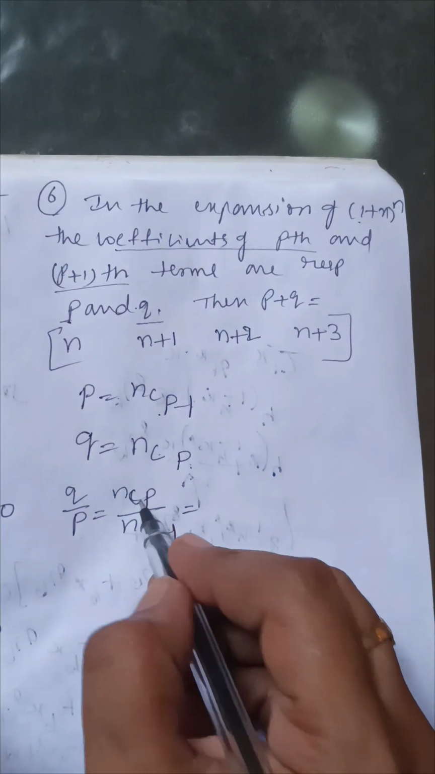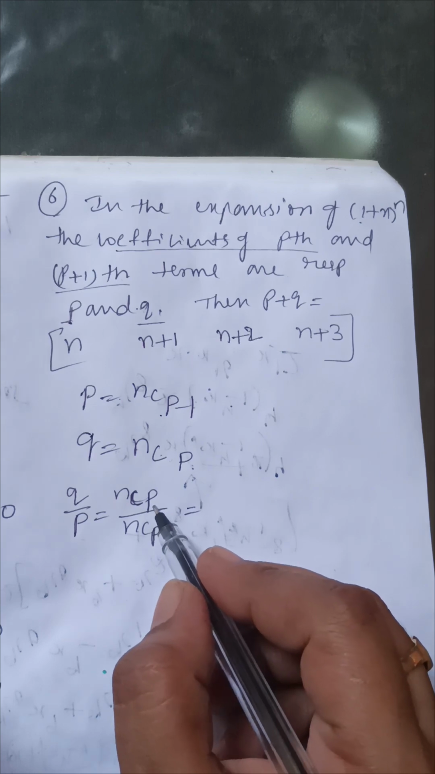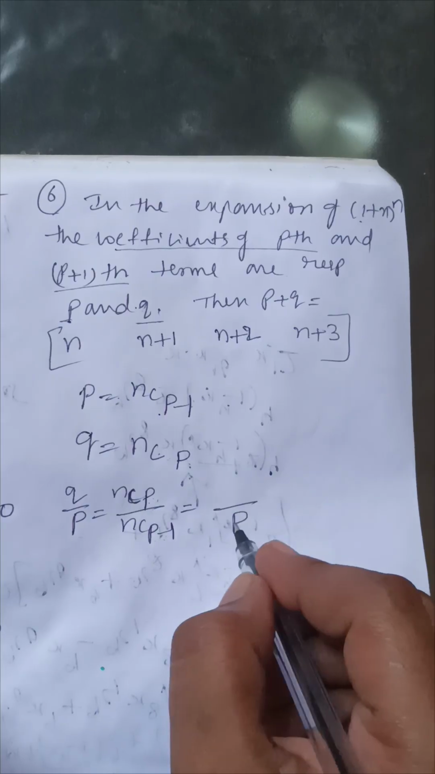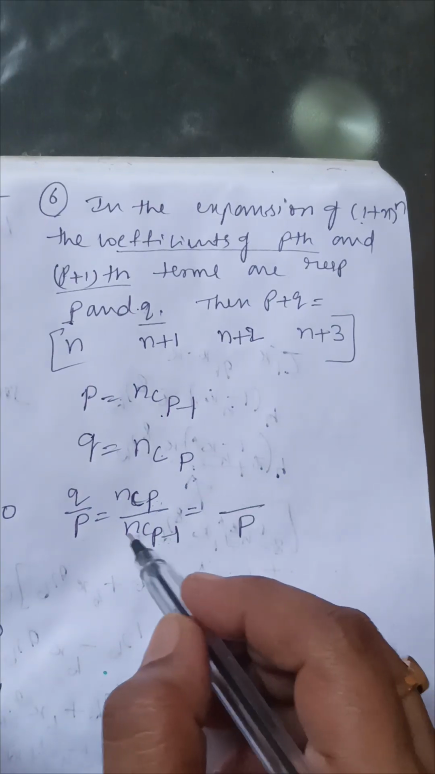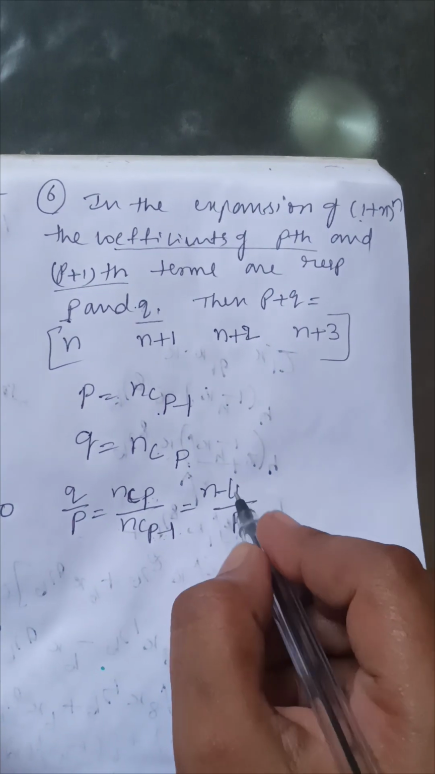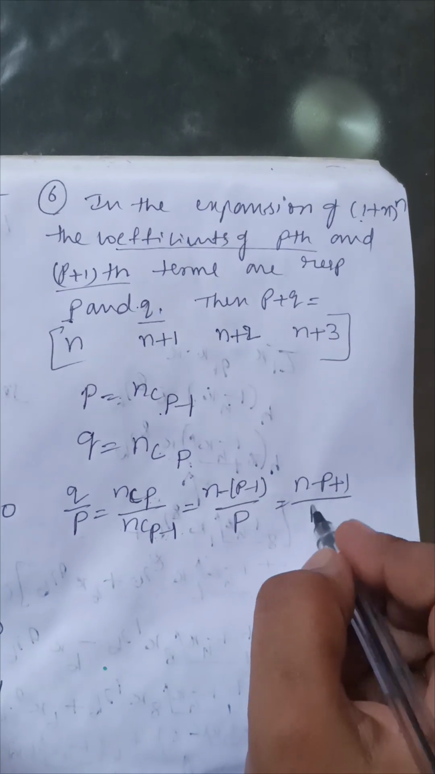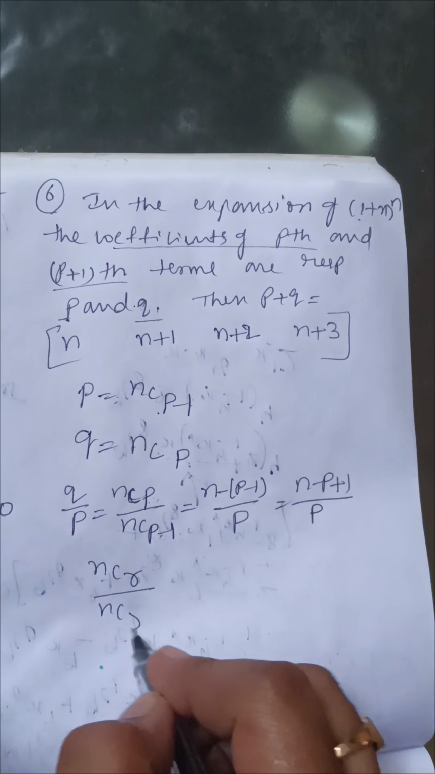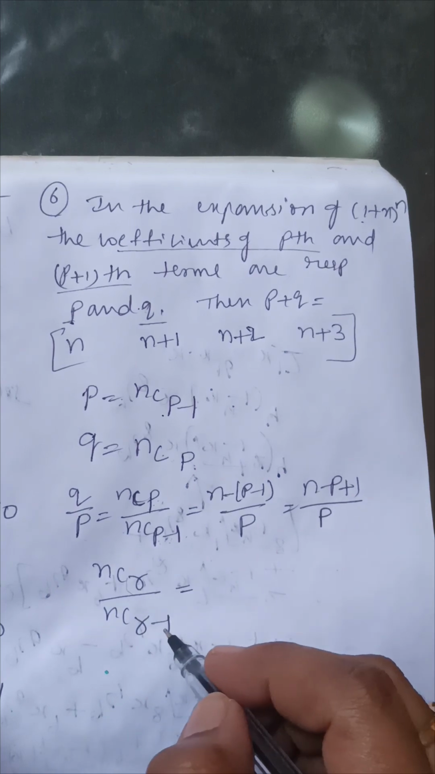In combinations we have one formula for this type of fraction. Just observe p and p minus 1. The greatest one is p, so write it in the denominator. To get the numerator, take the subtraction of the denominator, n minus (p minus 1), so n minus p plus 1 by p. I'll write the formula: nCr by nC(r-1) equals, where r is greater than r minus 1.